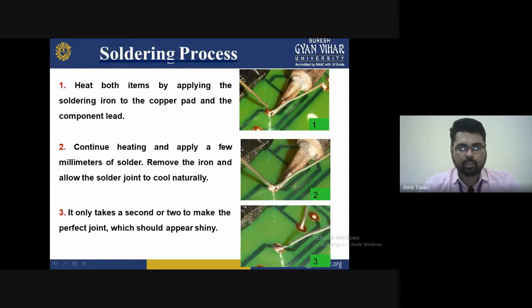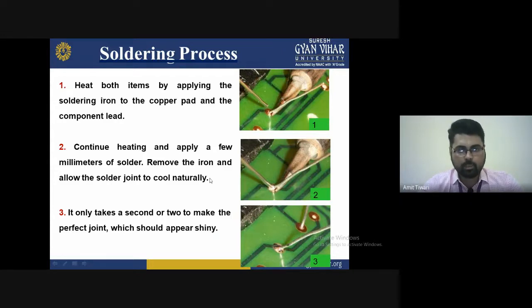Second point you can see here, this is the starting point of joining the two metals. You can see in this diagram, filling the material here. So continue heating and apply a few millimeters of solder. Remove the iron and allow the solder joint to cool naturally.